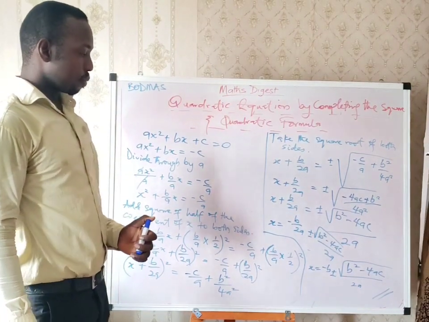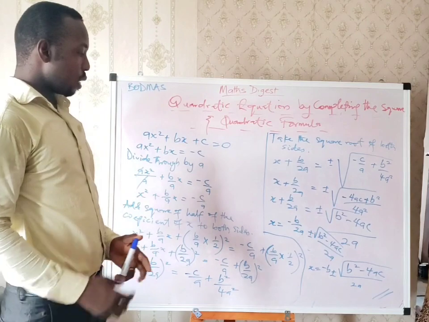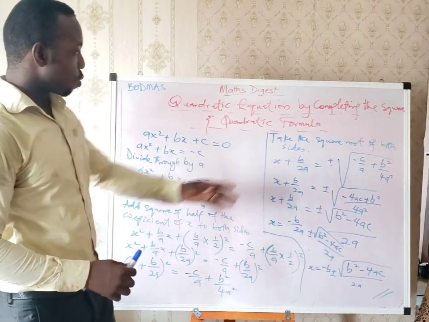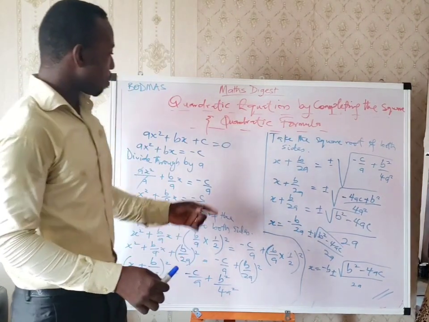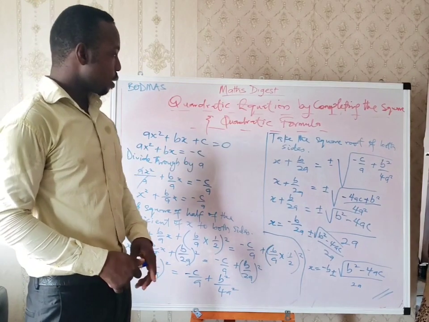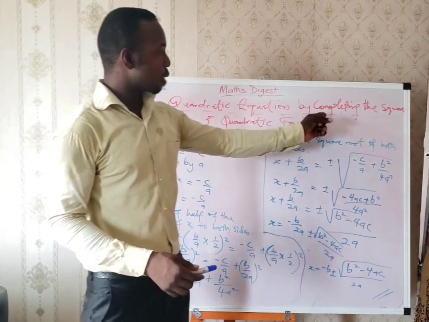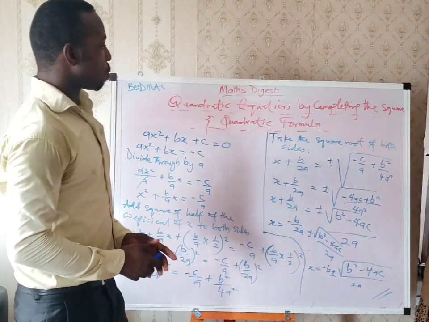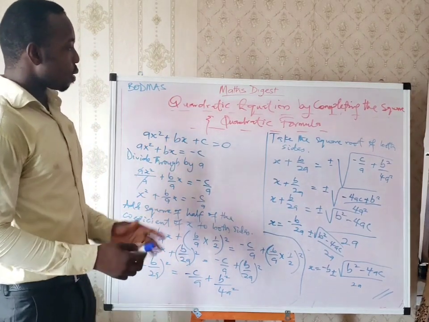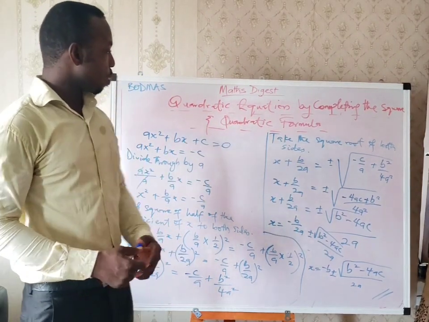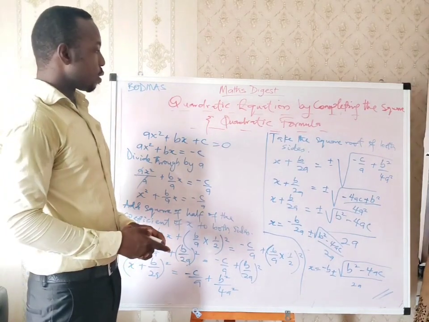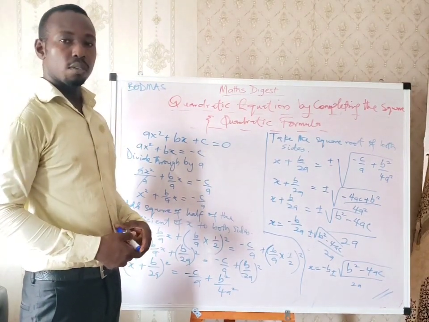All right, so we come to the end of how to get from the completing the square method to the quadratic formula. So quickly we are going to take examples on completing the square, and equally take examples on the quadratic formula respectively. So stay tuned.